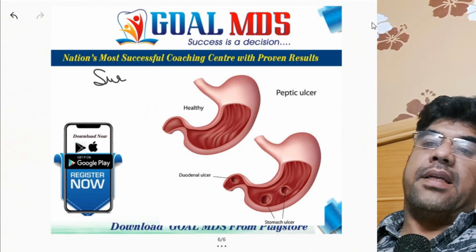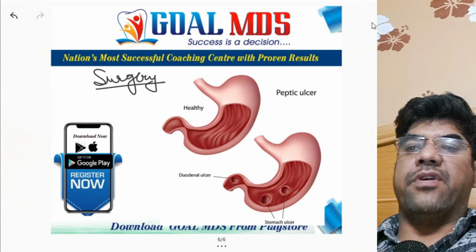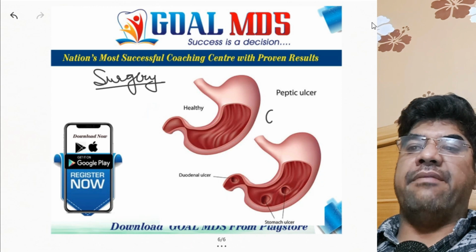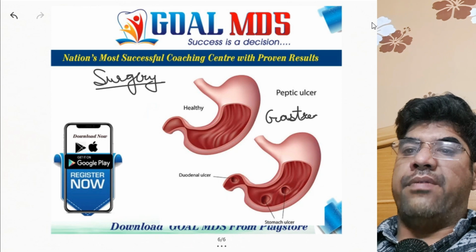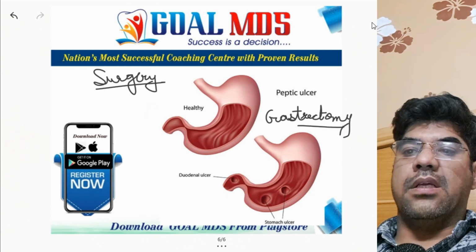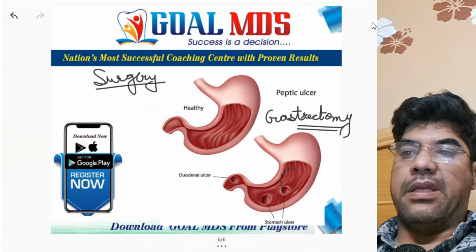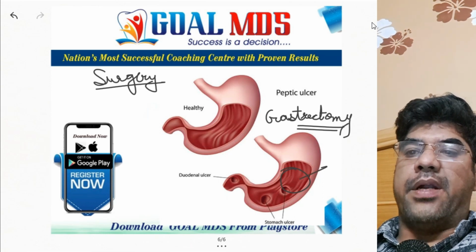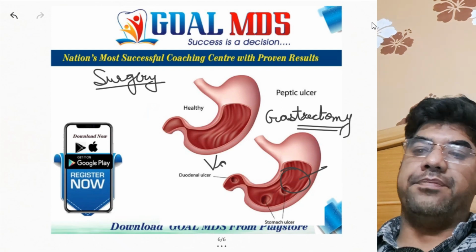Now, what are the surgical treatments of the peptic ulcers? Surgery is generally not the first line treatment for peptic ulcers, as most ulcers can be effectively treated with medication and lifestyle modification. However, a surgeon can plan a surgical procedure for peptic ulcer. The most common procedure that surgeons use is gastrectomy. During the gastrectomy, the surgeon will remove some part or all of the stomach depending upon the location and severity of the ulcers.